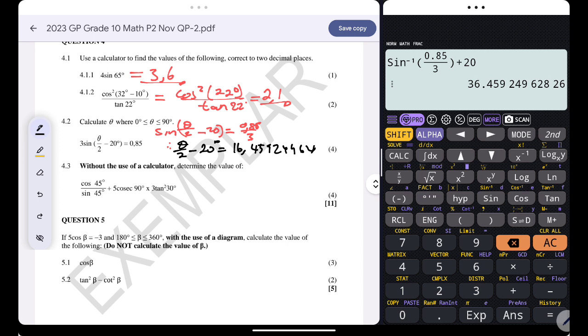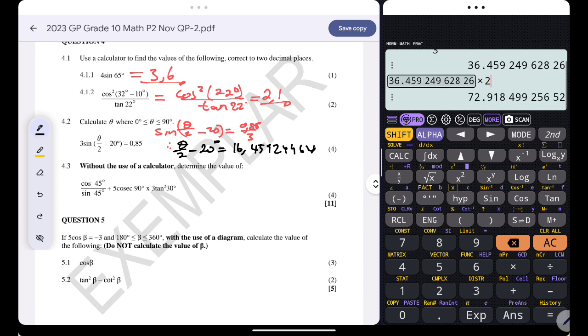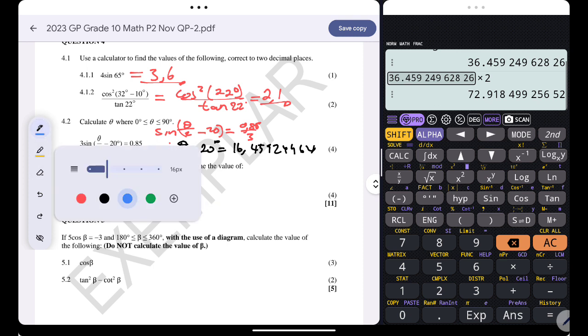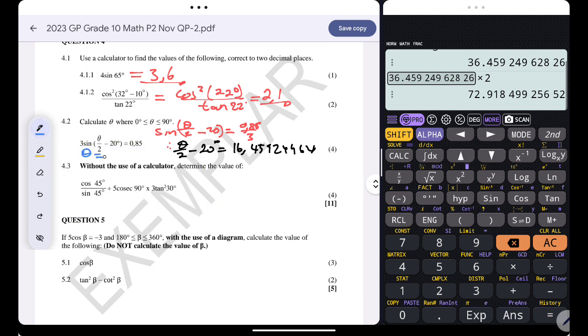Okay, 36, but remember that this thing is multiplied by 2. I want to multiply by 2 because I must remove the 2 below there. So this simply means that theta is equal to 72.92 degrees. Just round off to 2 decimal places. I wasn't told how many decimal places to round off, so I just rounded off to 2 decimal places. Okay.